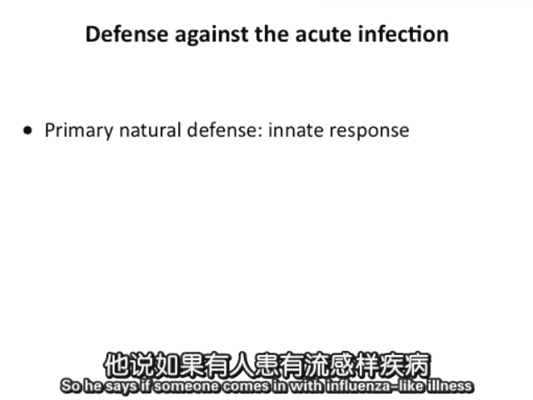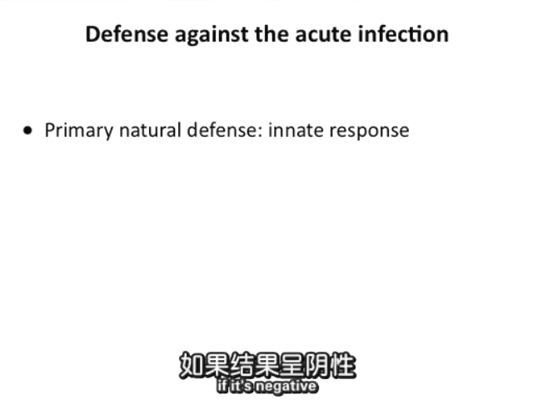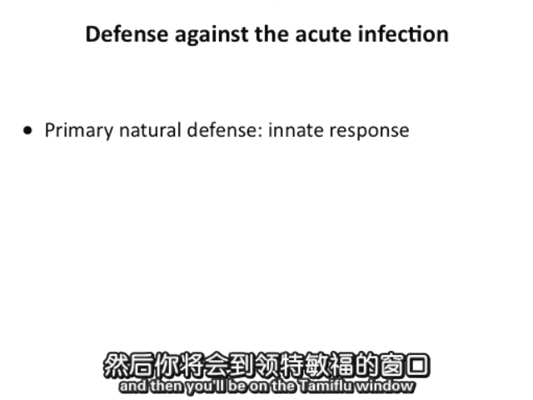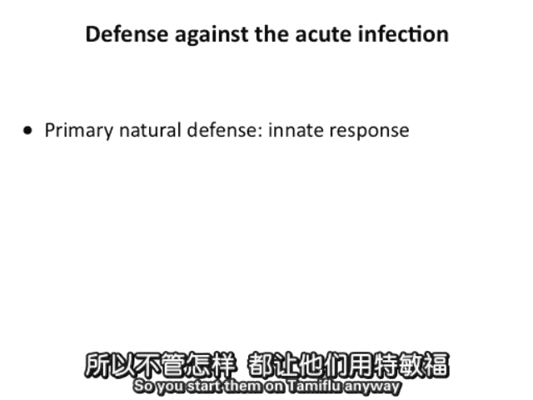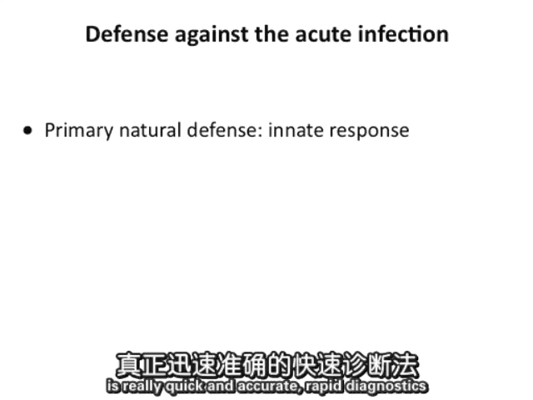So he says if someone comes in with influenza-like illness, you do this rapid test. If it's negative, then you do a PCR, which takes a couple of days. And then you're beyond the Tamiflu window, so you start them on Tamiflu anyway. So it's a real problem. And then what's going to happen in 5 years is really quick and accurate, rapid diagnostics.